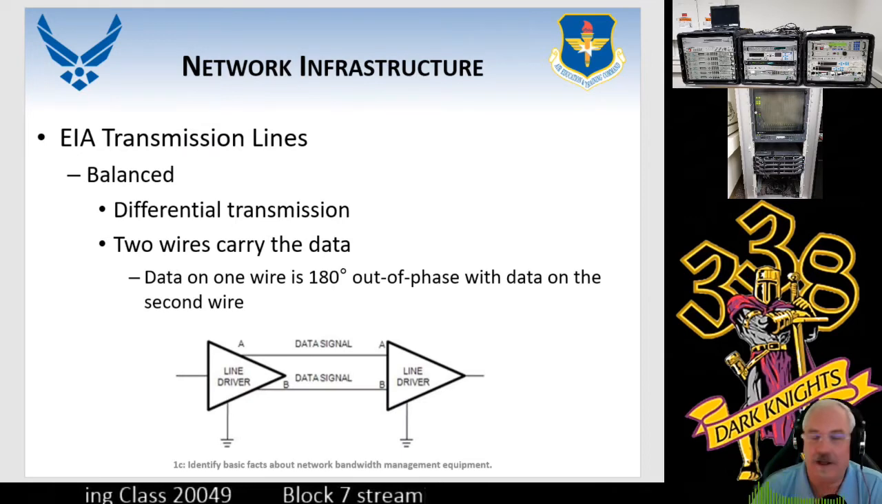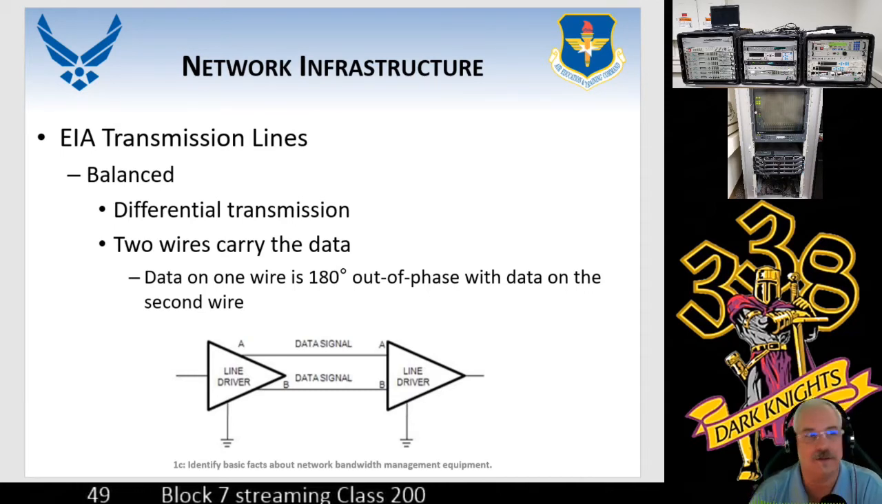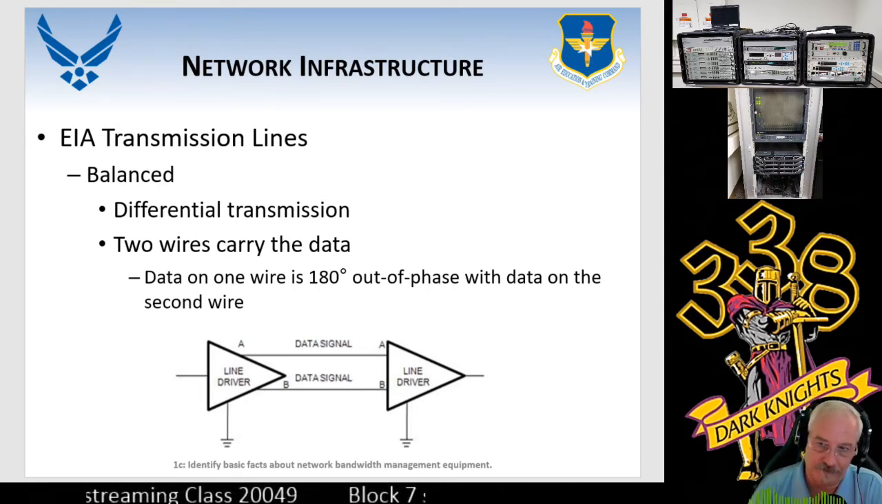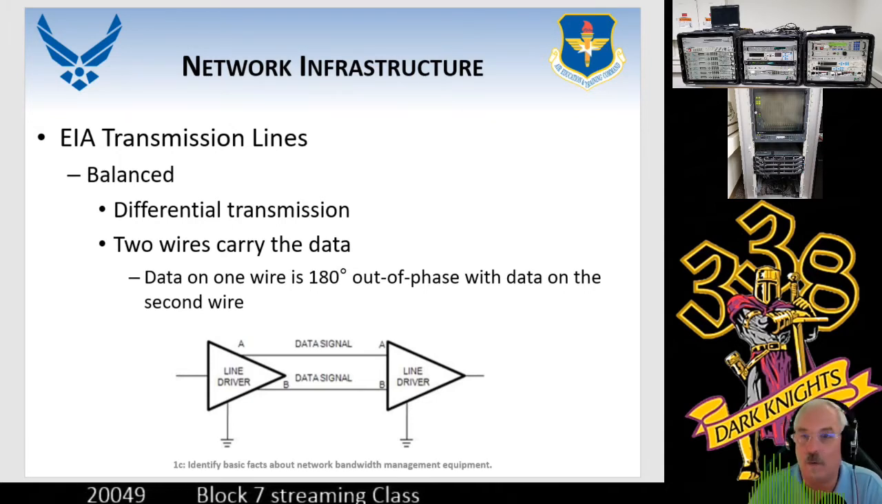With this one, we take a look at a couple different scenarios in getting the information from point A to point B using transmission lines. The first one is called a balanced line. This is what they call a differential transmission. It is twisted pair. In other words, 2 wires. They're twisted, just like they talk about the Cat5 cables. Twisted pairs, yes, phone lines.